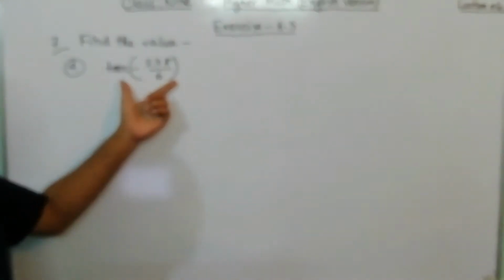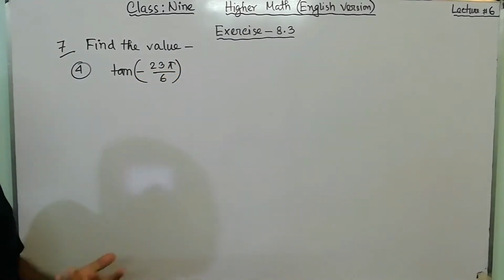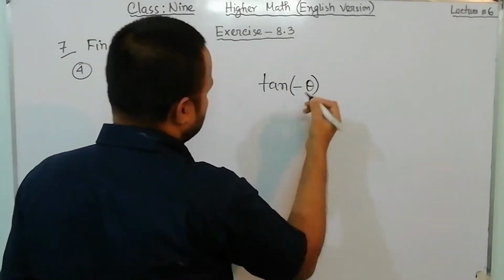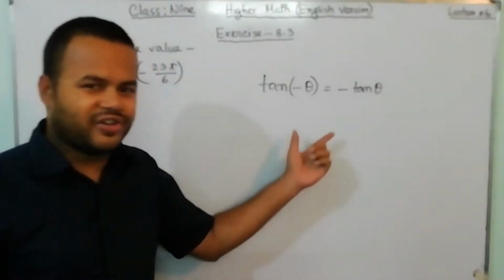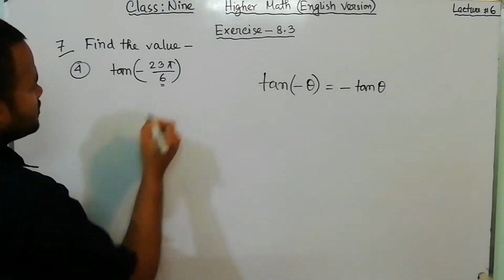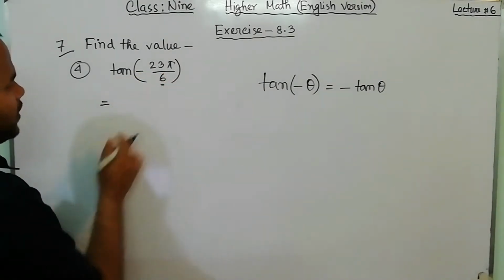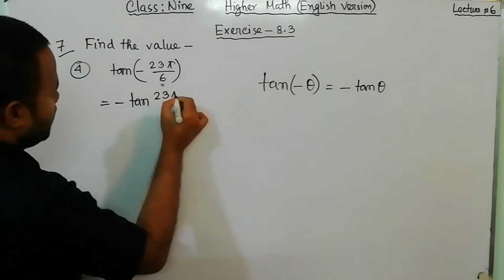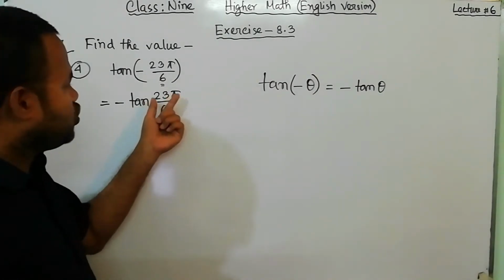Here the given term is tan of minus 23 pi by 6. We know that tan of minus theta equals minus tan theta. We already know that. Here we will apply this. If this is theta, then we have tan minus theta, so we can write this term as minus tan theta, that is 23 pi by 6. Okay, here now the angle is 23 pi by 6.